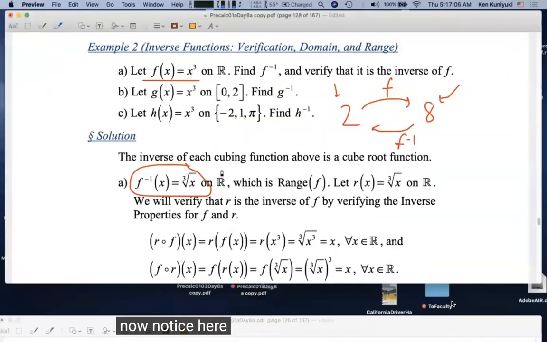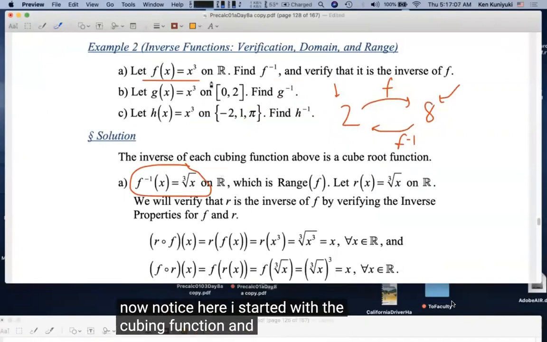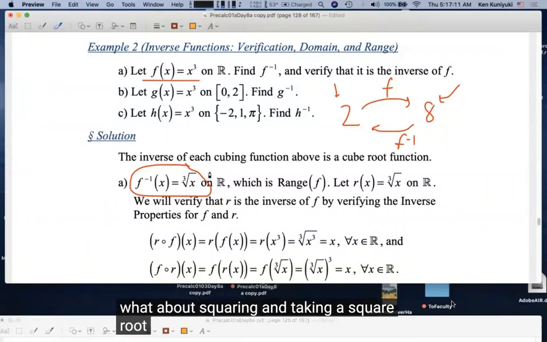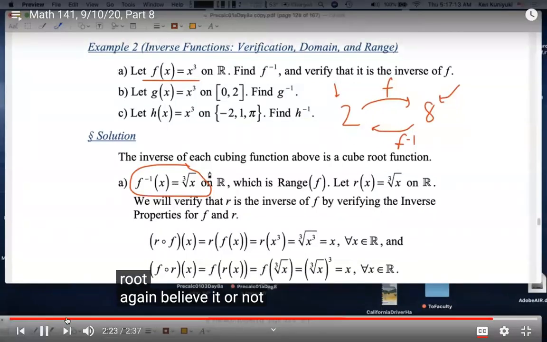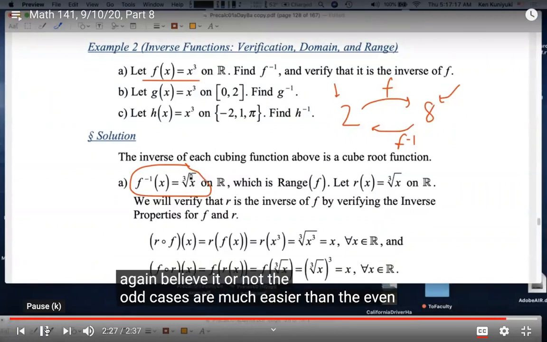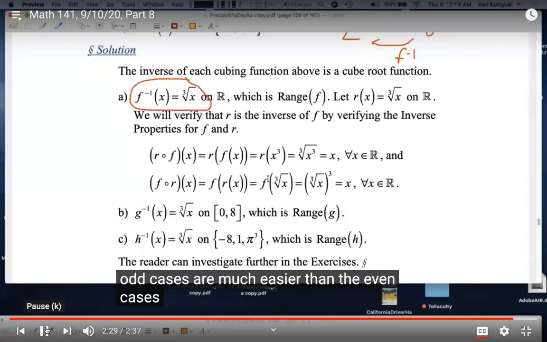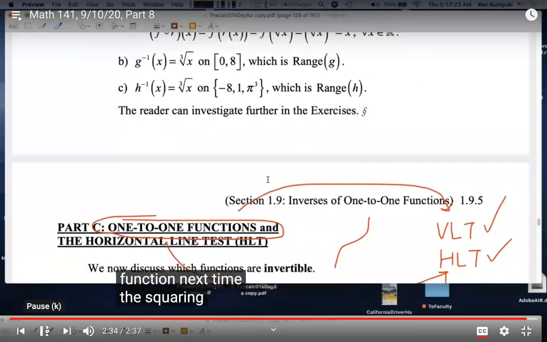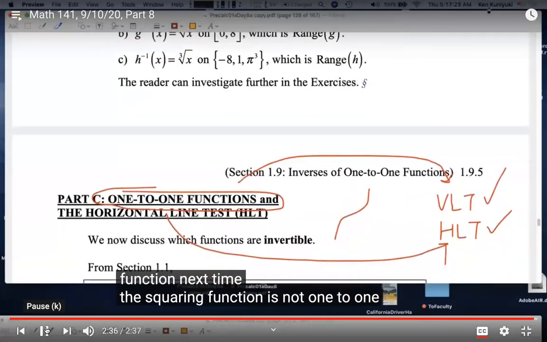Now, notice here I started with the cubing function and the cube root function. What about squaring and taking a square root? Again, believe it or not, the odd cases are much easier than the even cases. We're going to talk about the squaring function next time. The squaring function is not one-to-one. All right, think about the problems with the squaring function. What's different about y equals x squared from y equals x cubed? Why do we have more of a problem with y equals x squared?